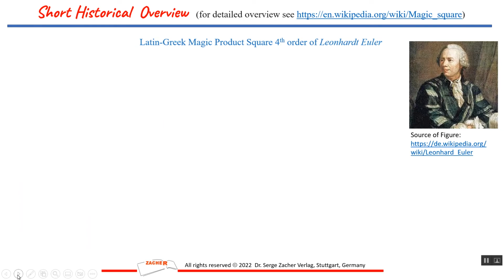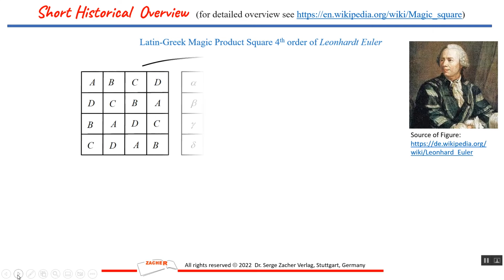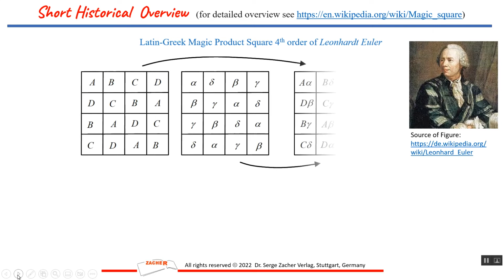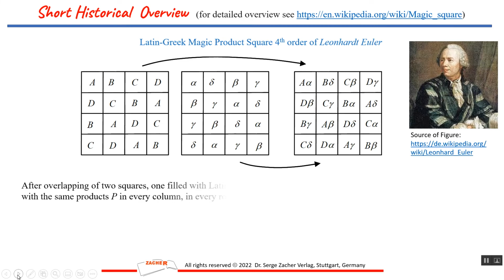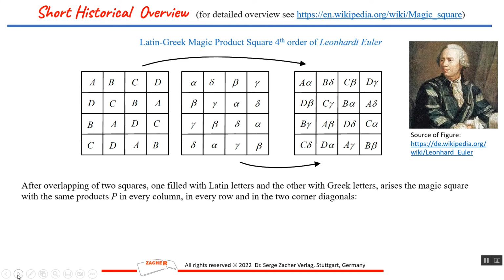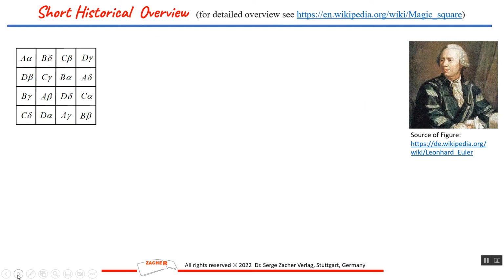Latin-Greek magic product square, fourth order of Leonhard Euler. After overlapping of two squares, one filled with Latin letters and the other with Greek letters, arises the magic square with the same products p in every column, in every row and in the two corner diagonals. It is the overdimensional magic square because of the equality of products p in many big and small squares.